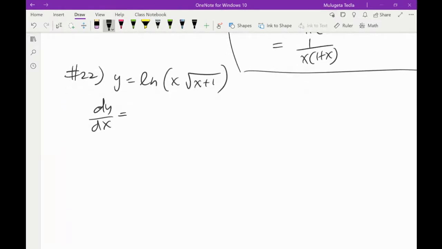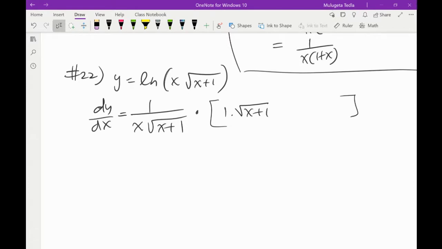So dy by dx is 1 over x root of x plus 1. That is the part where it says 1 over the input. Whatever input you have, 1 over that. If it's ln, it's 1 over that times the derivative of that, product rule. The derivative of that is 1 times root of x plus 1 plus x times the derivative of root of x plus 1, which is 1/2 x plus 1 to the minus half, isn't it?